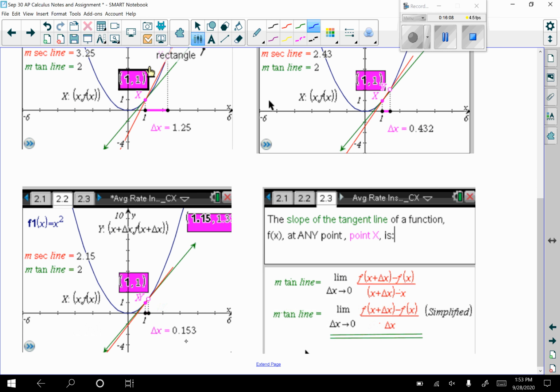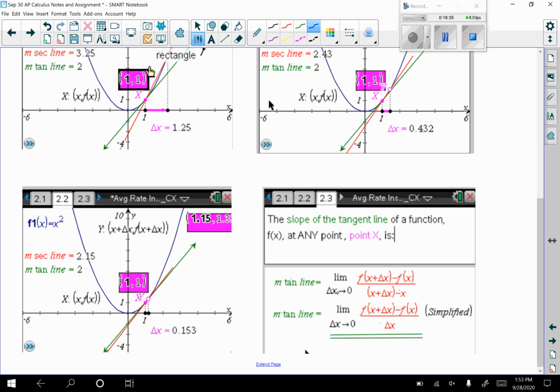Let's decrease delta x a little bit more. Now it's 0.153. Notice how those two points of my secant line where they intersect are very close together. So my red line is getting even closer to where that green line is. Slope of the secant line is 2.15. Slope of the tangent line is 2. Therefore, we could say the slope of the tangent line of a function at any point is if we just put this limit as delta x is getting smaller and smaller.